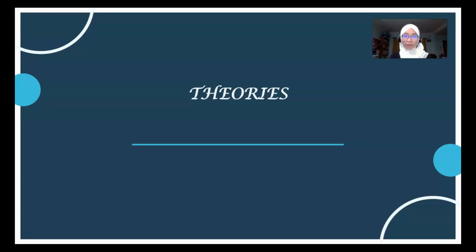Now that you have learned about the structures involved in the human visual system and how visual coding occurs in the retina, we will move on to learning about theories. I will be talking about the theories on how humans perceive color.